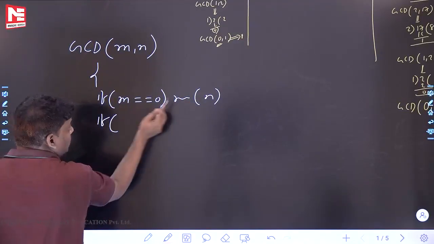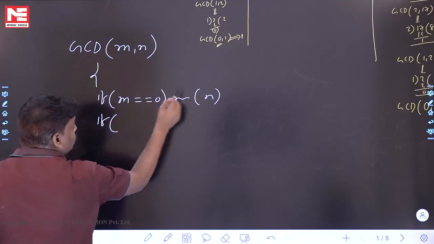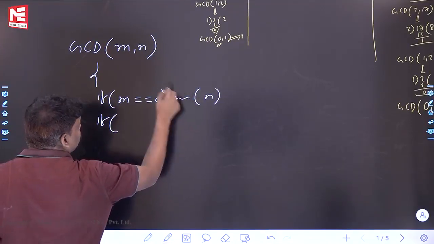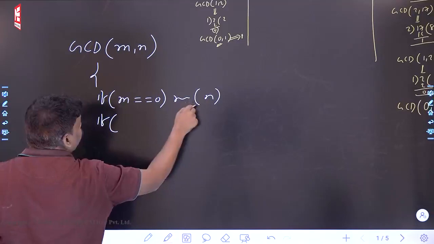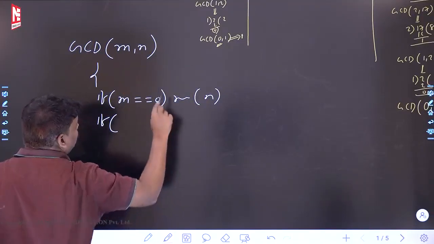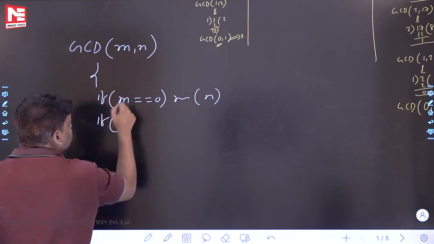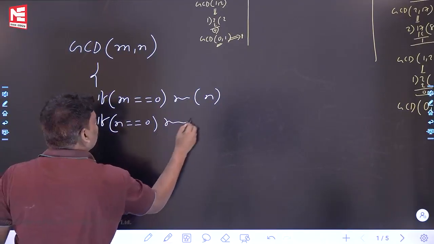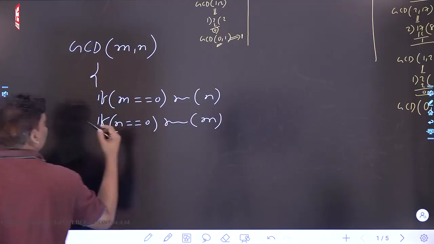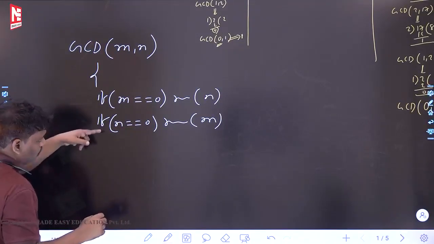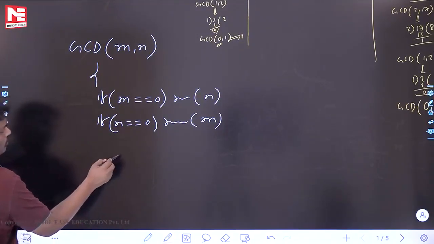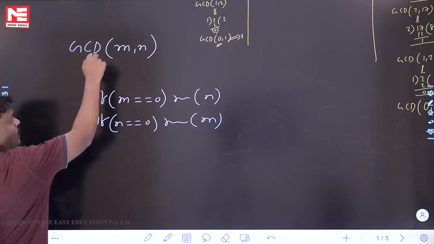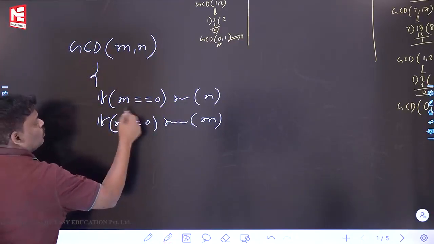If it is true, you will return. You will return means what? You will go out of this function. If the first one is true, you will return. You don't go further. First one failed, then only you will come to the second one. See, if n is equal to 0, then return m. Like that. So first one failed, then only second one, then only further. This is the if condition. Because GCD has 2 terminations, I wrote 2 ifs.